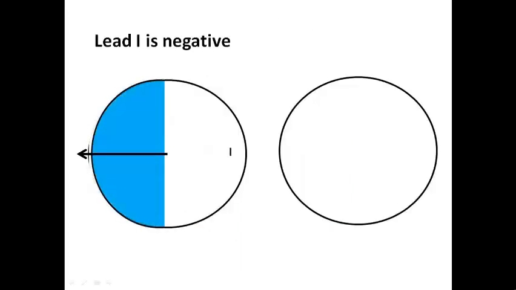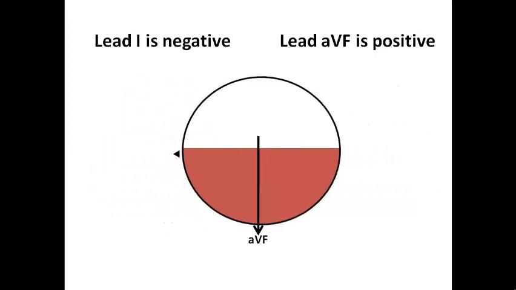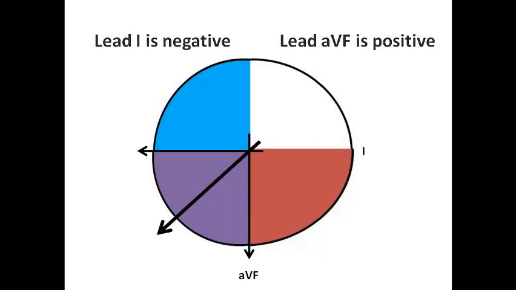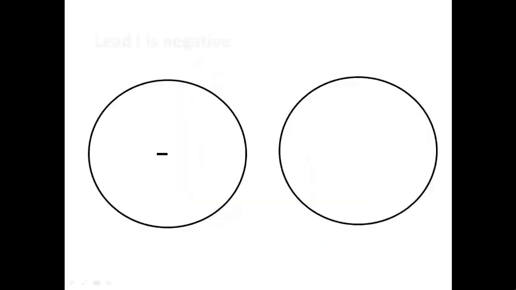The third example, lead 1 is negative, so it is directed away from the positive pole of lead 1. It is directed toward 180 degrees, and lead AVF is positive, so it is directed towards plus 90 degrees because it is directed towards the positive pole of AVF. If we merge these two images together, the axis of the heart is directed towards the right lower quadrant of the heart, so it is between plus 90 to plus 180 degrees, and it is right axis deviation.